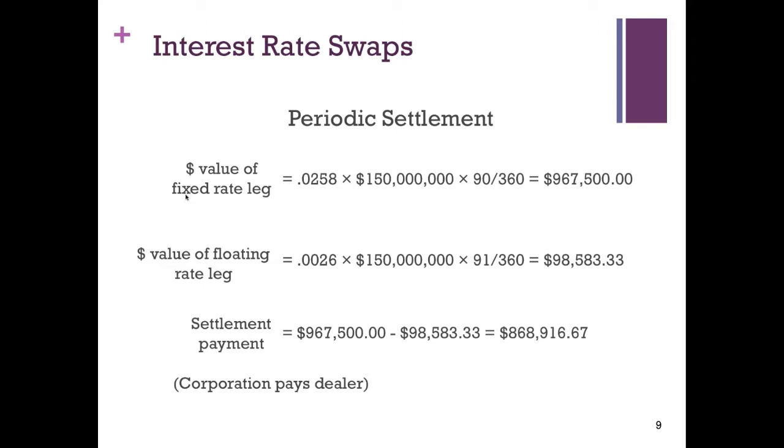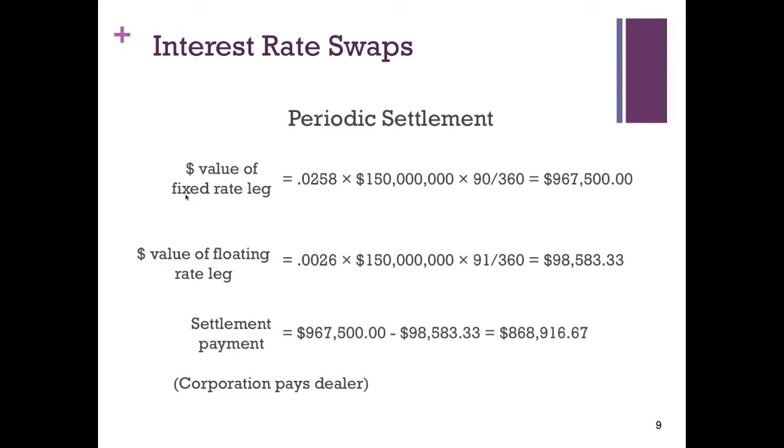On the floating rate leg, on the other hand, you see the index rate 0.26% or 0.0026 in decimal terms times the same notional, but now times 91 divided by 360, because it turns out the floating rate leg uses money market conventions, which is actual over 360. And we'll see some of the implications of this later, but I'll hold that off until we see a later slide.